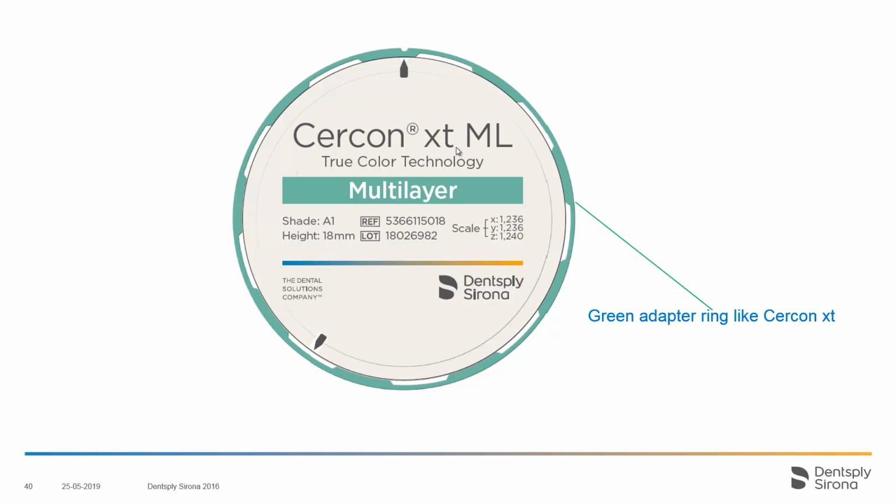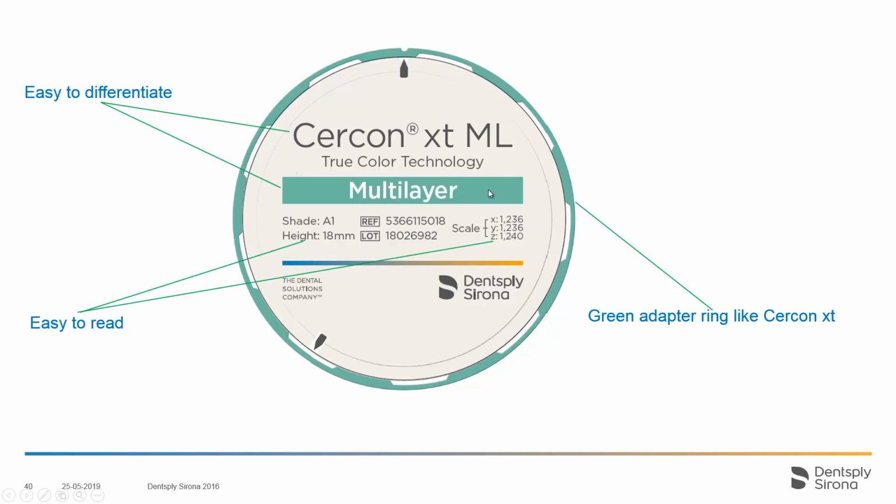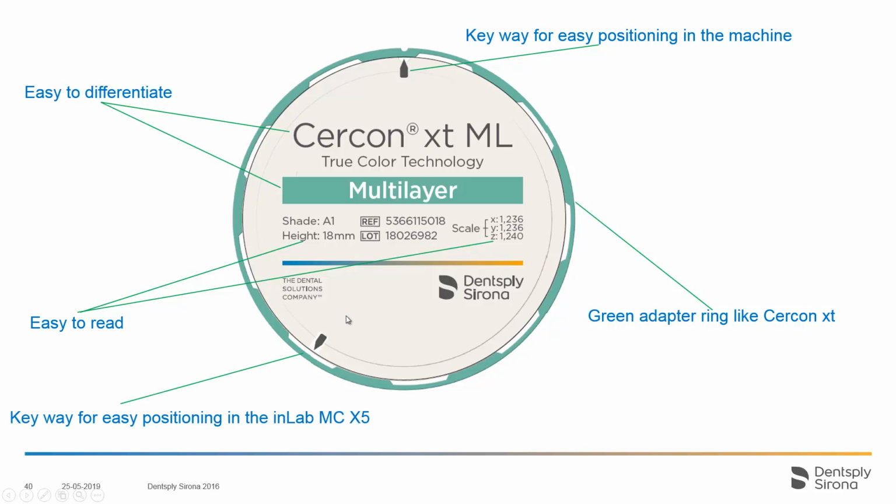We really love this Stronach XT Multilayer. Has a normal green adapter ring like the Stronach XT. It's very easy to differentiate as multilayer in the middle. Very easy to read. Instead of having the numbers on the side only, it has them on the top. So it's very easy to go ahead and load your disc into the CAD or the CAM software. We have two different keyways here. This one at the top is for positioning in third-party mills, and the one at the bottom is for positioning the inLab MCX5.